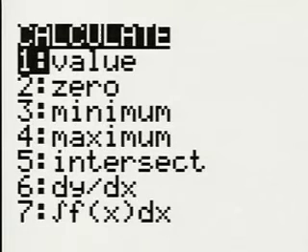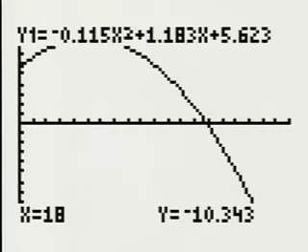It's continuing to go down as time goes on. And we want to find out what the value is in 2010. So we're going to go to our calc menu, and we want the value of the function. So we're going to pick option number 1. In 2010, that corresponds to x equal to 18. So we want to put in x equals 18 and hit enter. We can see that the interest rate in 2010 is predicted to be negative 10.343.